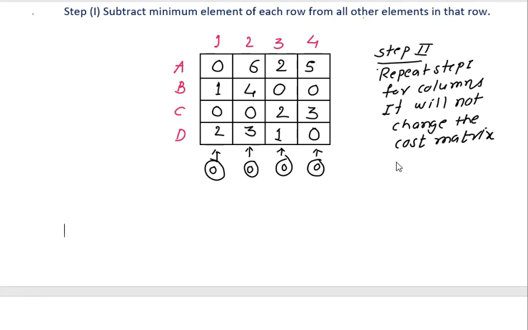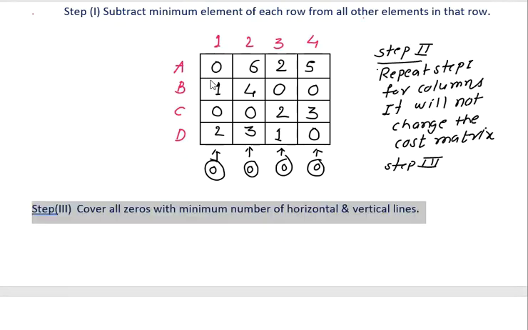So apply the next step, step 3: cover all zeros with the minimum number of horizontal and vertical lines. Let us apply step number 3. Starting from the first row, we look at the rows containing a single zero. The first row contains a single zero. When we make an assignment in a row, we have to draw a vertical line. So draw the vertical line.